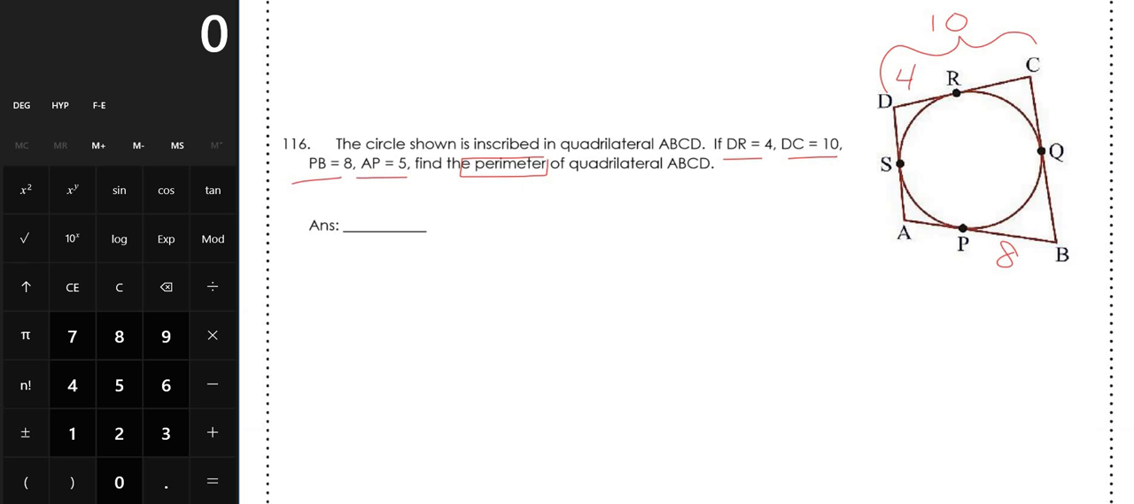And AP is 5. Now your goal, again, is to get the perimeter, which means we need all 4 side lengths of this quadrilateral. 1, 2, 3, 4. Now, when you see a circle that has 2 line segments that are tangents touching 2 points on the circle, there's something known as the hat rule that will apply here.